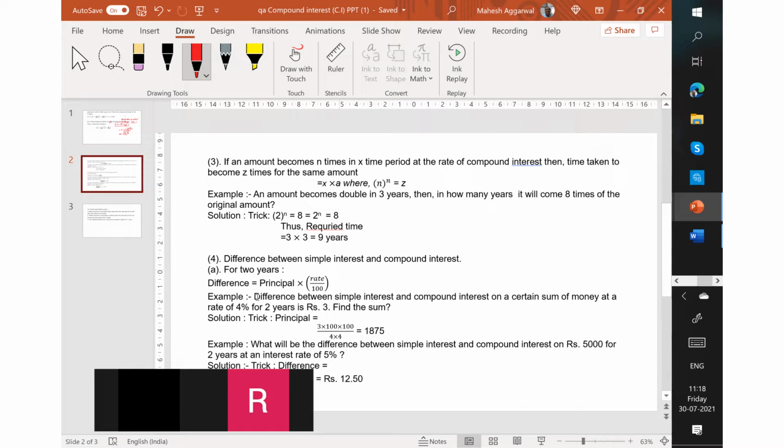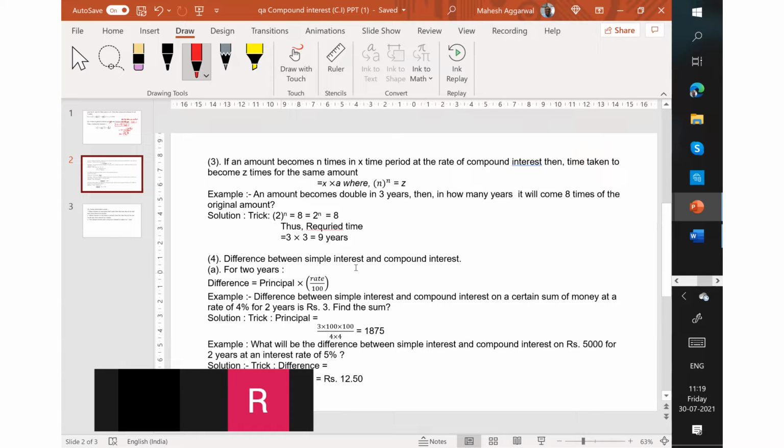See, the question is like this. The difference between simple interest and compound interest on a certain sum of money at a rate of interest of 4% for 2 years is rupees 3. Find the sum. Okay. This question, if you start doing it, will take a very long time. So normally students skip this question. But there is a very simple shortcut for this, and this shortcut is here.